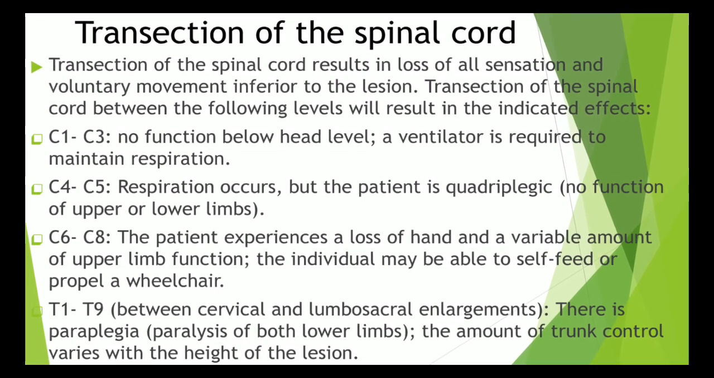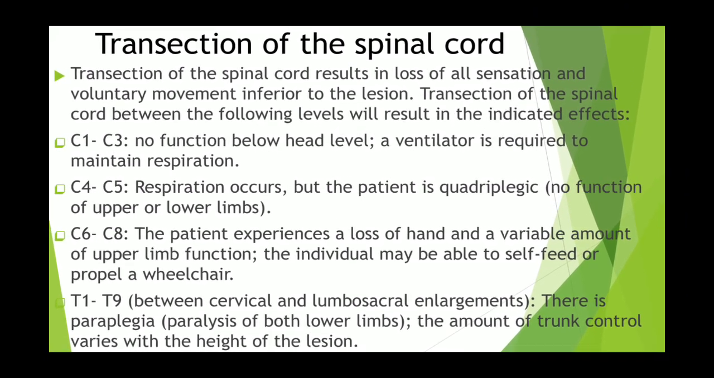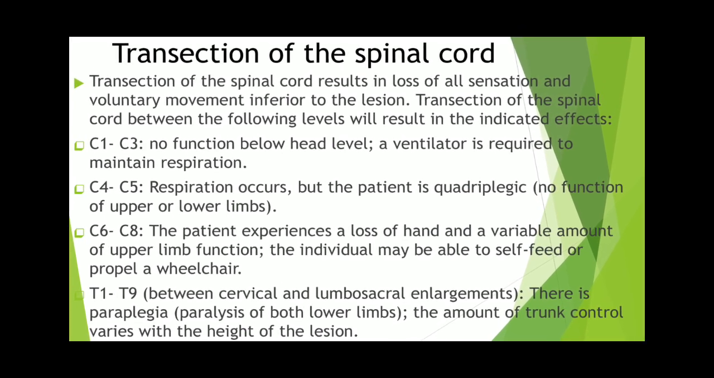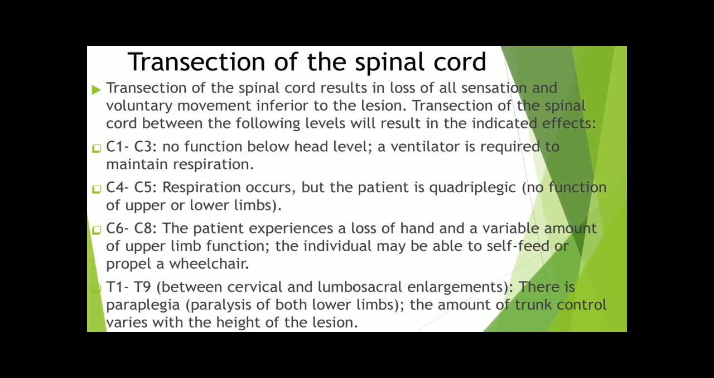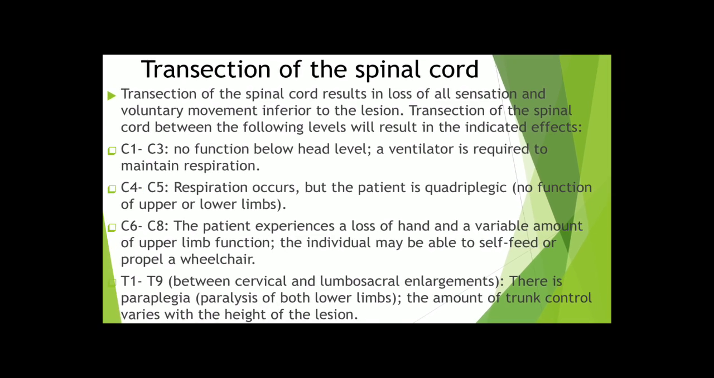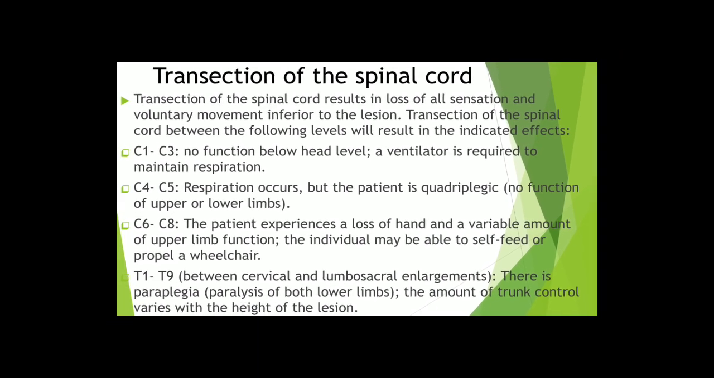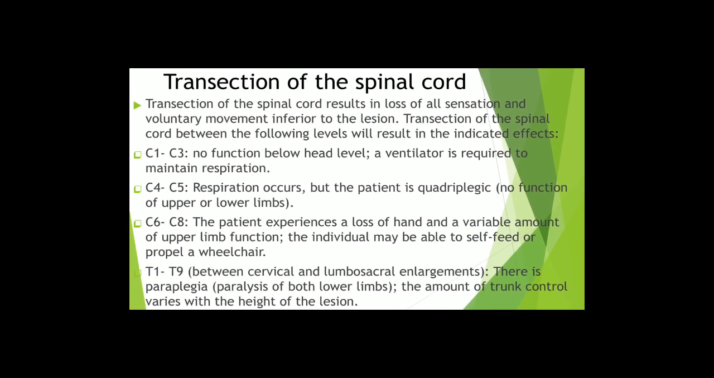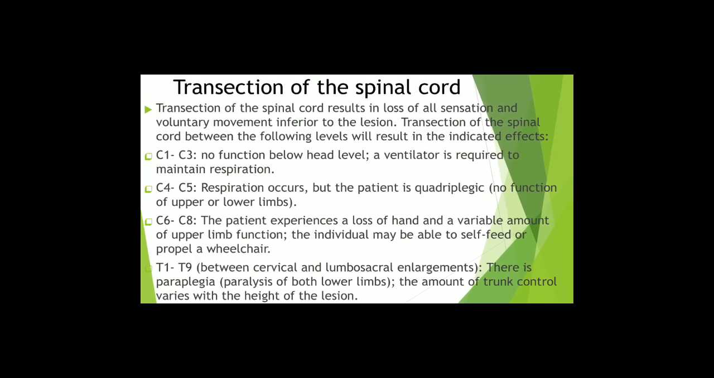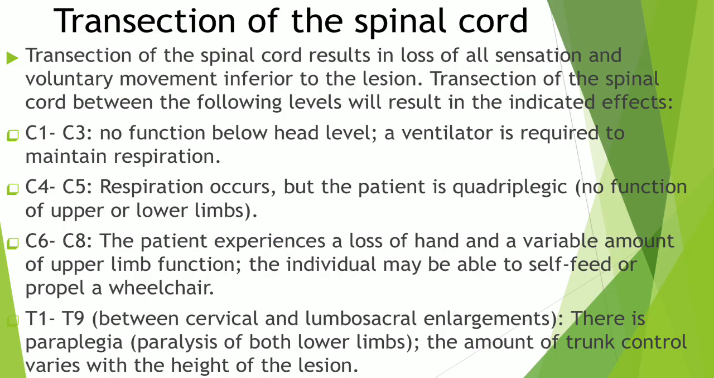You have loss of sensation and voluntary movement inferior to the lesion. Transection of the spinal cord between the following levels will result in the indicated effects. At the C1 to C3 level, that's between the first cervical vertebra and the third cervical vertebra, what happens if there is transection anywhere around here? What happens? You will not have any function below the head level.